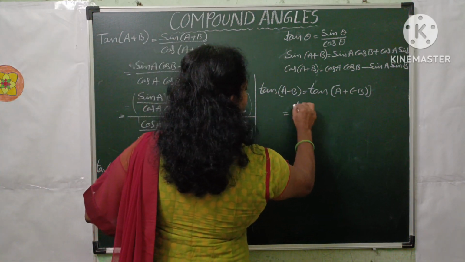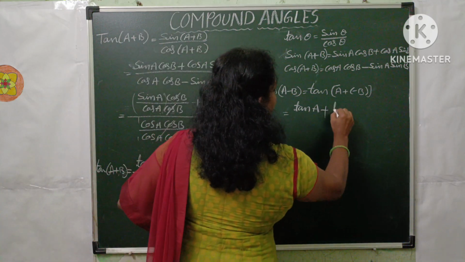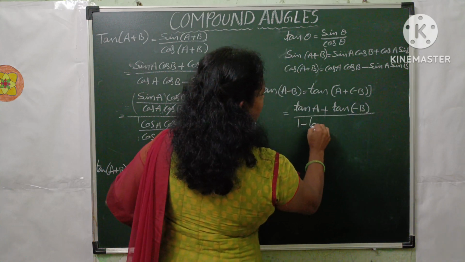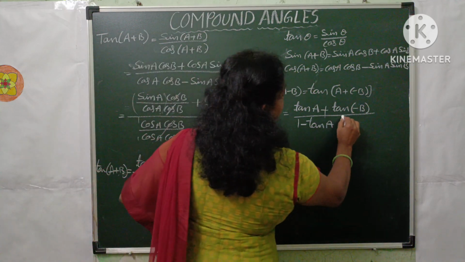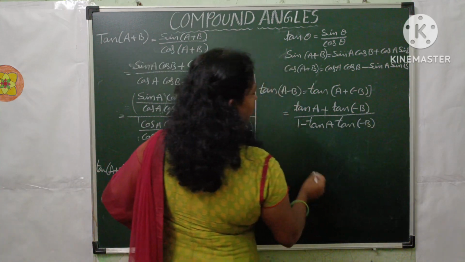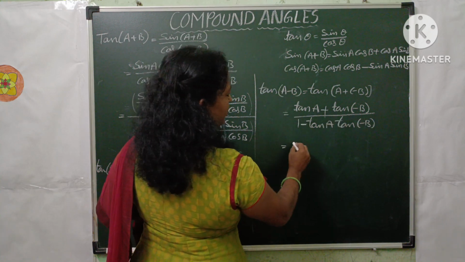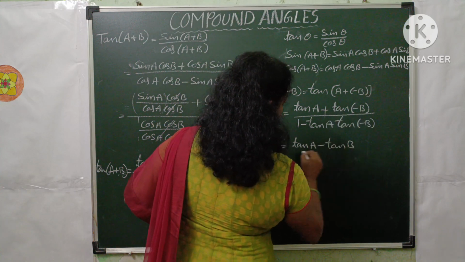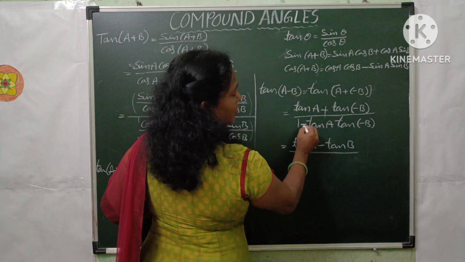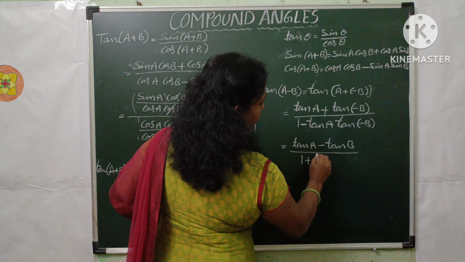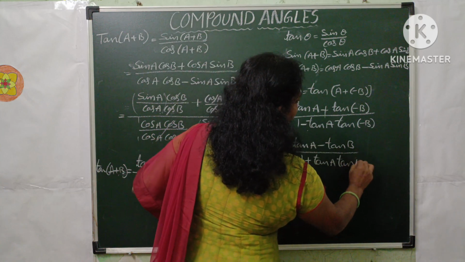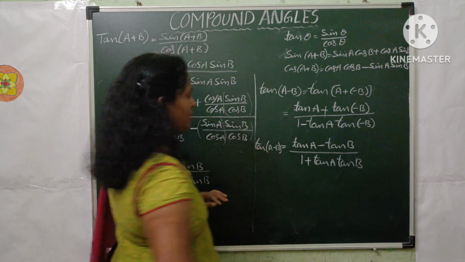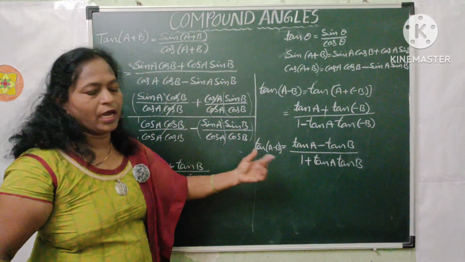That is equal to the tan A plus B formula: tan A plus tan B by 1 minus tan A tan B, with B as minus B. Now check it here: tan of minus B is minus tan B, so we get tan A minus tan B by 1 minus of minus, plus tan A tan B. This is the formula for tan A minus B, and the earlier one is tan A plus B.